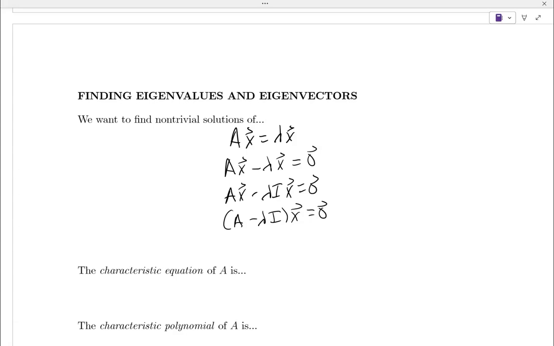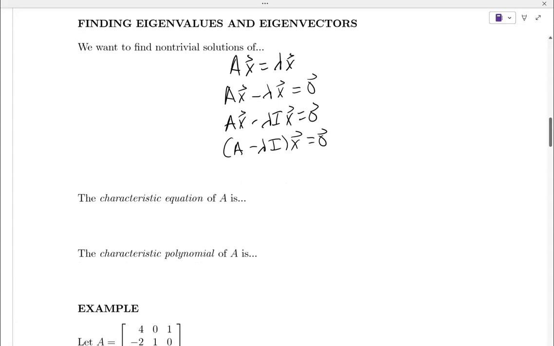If this only has the trivial solution, what's true about this matrix? If we only have the trivial solution, what's true about this matrix A minus lambda I? If the determinant is not 0. Yeah, the determinant's not 0 if it's invertible, right? If it's invertible, this will have only the trivial solution, right? If I can move this to the other side. So we want that thing to not be invertible, so we want its determinant to be 0.